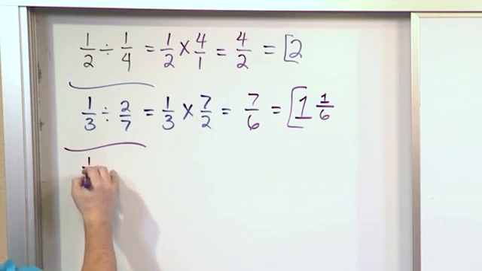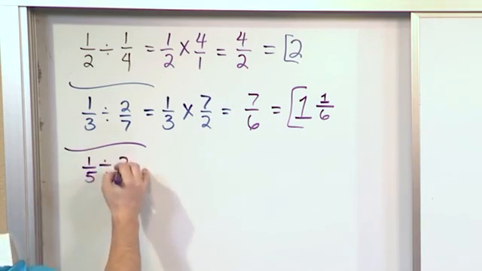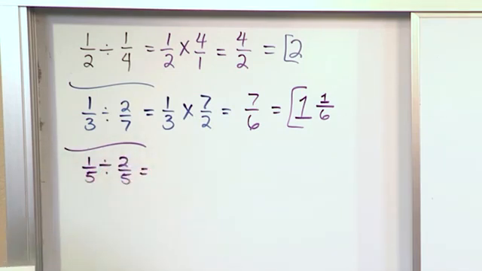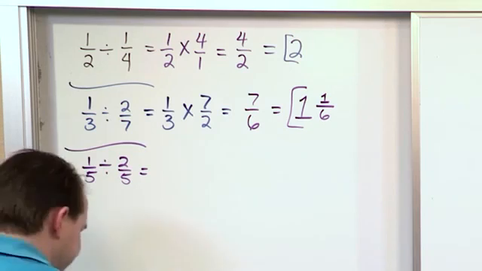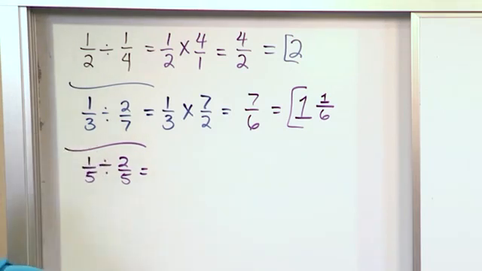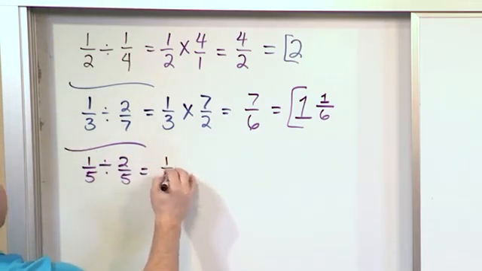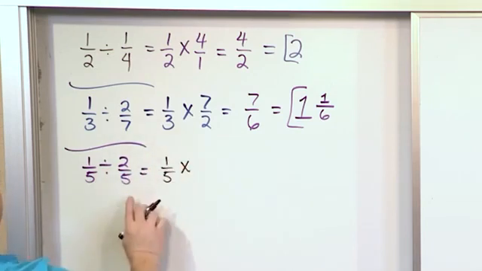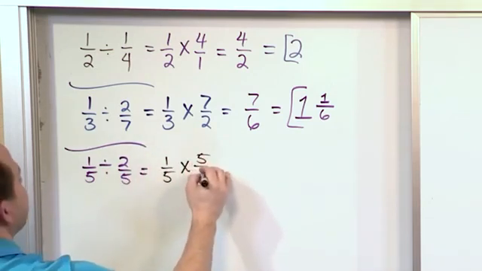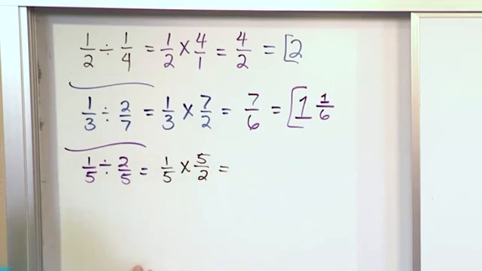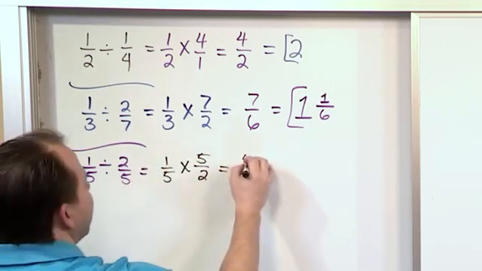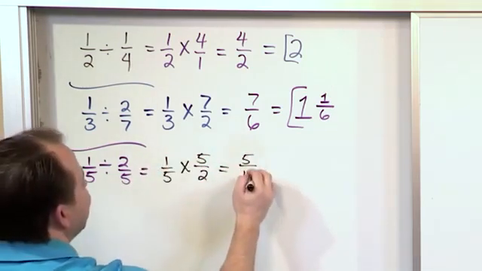What if we have 1/5 divided by 2/5? So it's the same sort of story. What we're doing is we'll take the first fraction and leave it alone, 1/5. We'll take this and change it to multiplication. We'll take this and flip it upside down, 5/2. And then now we just do multiplication. 1 times 5 is 5. 5 times 2 is 10.